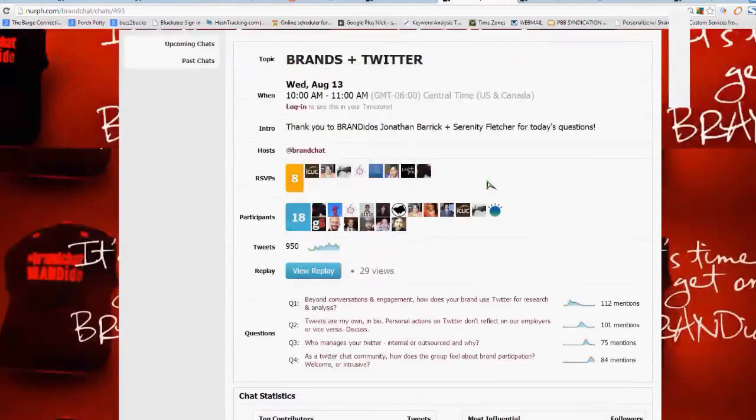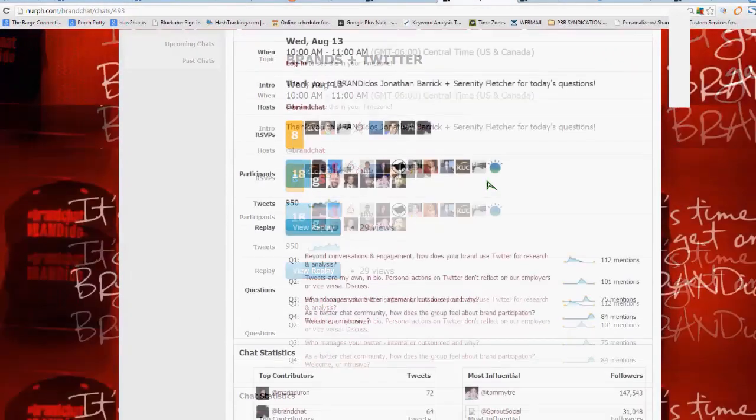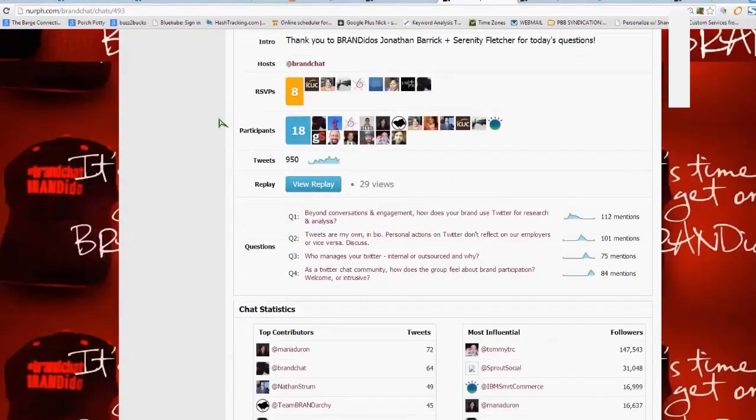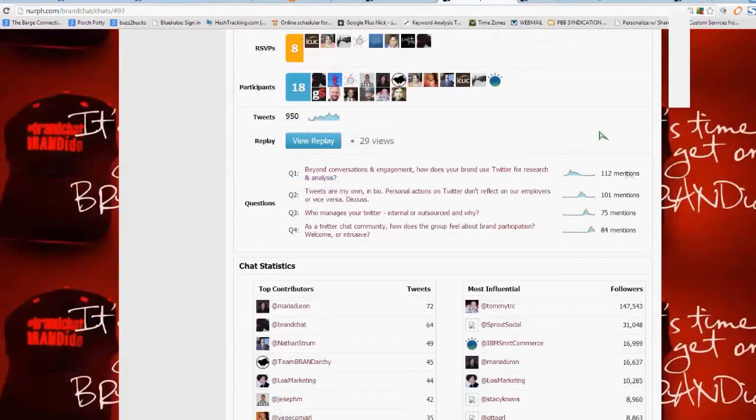It will show you when the chat happened, who RSVP'd, who was hosting it, who the participants are, and how many tweets came out. You can even click on each of the participants, and their personal profile will launch into another page. You can also see what the questions were, and how many tweets were about that specific question.